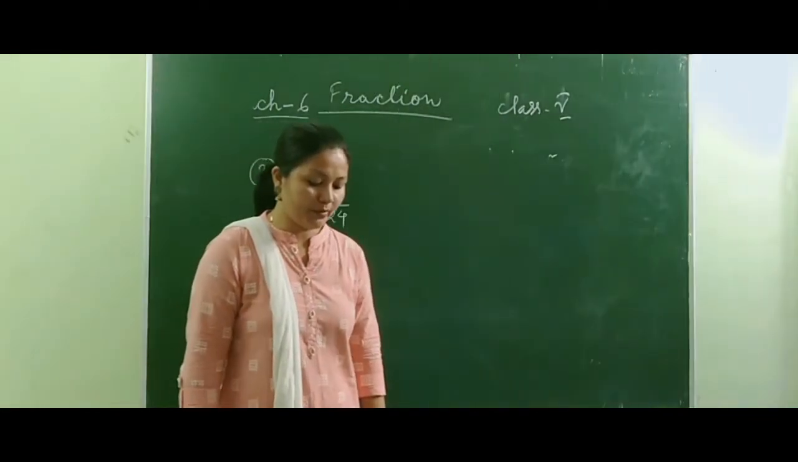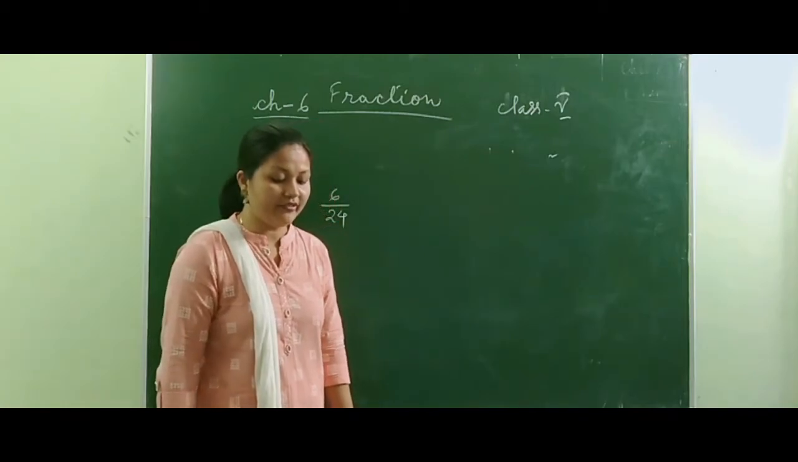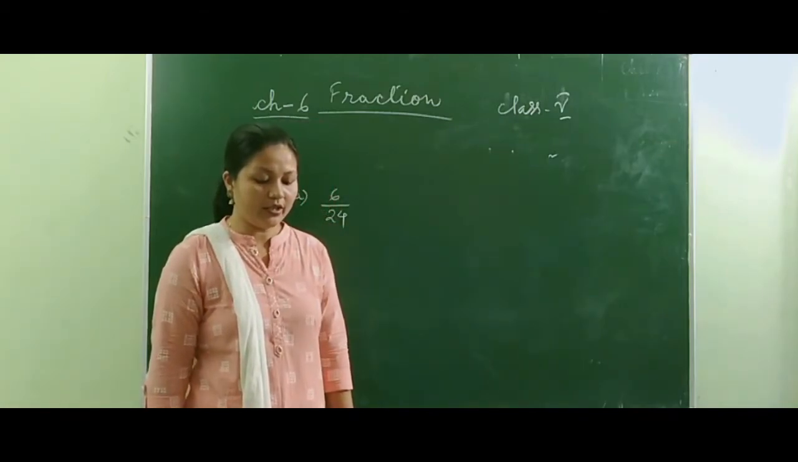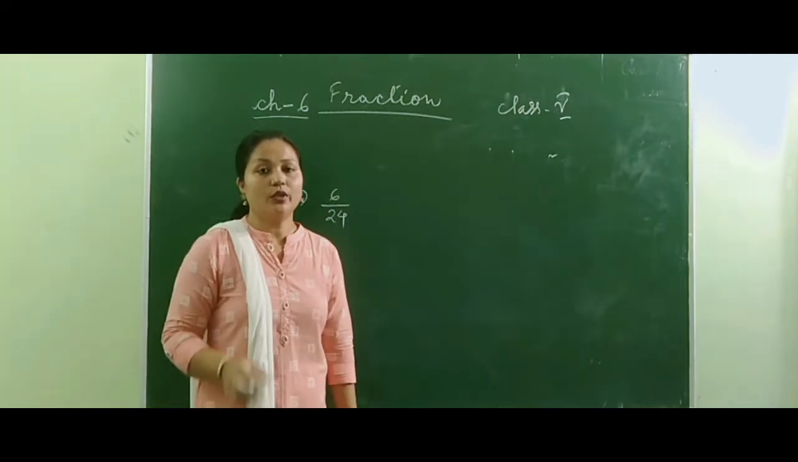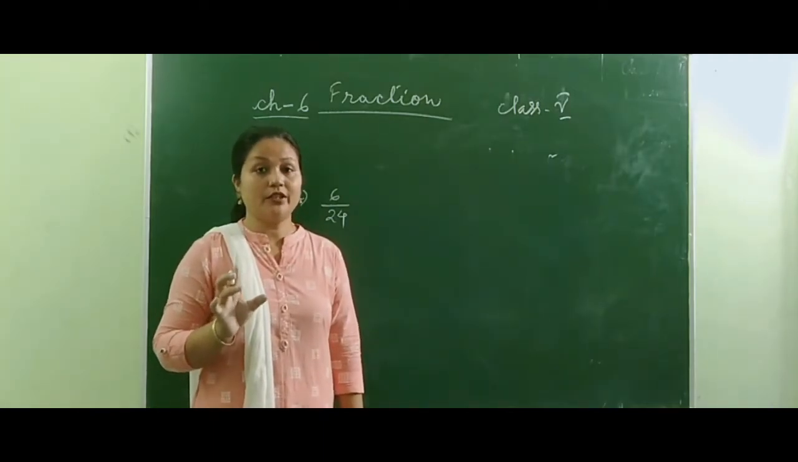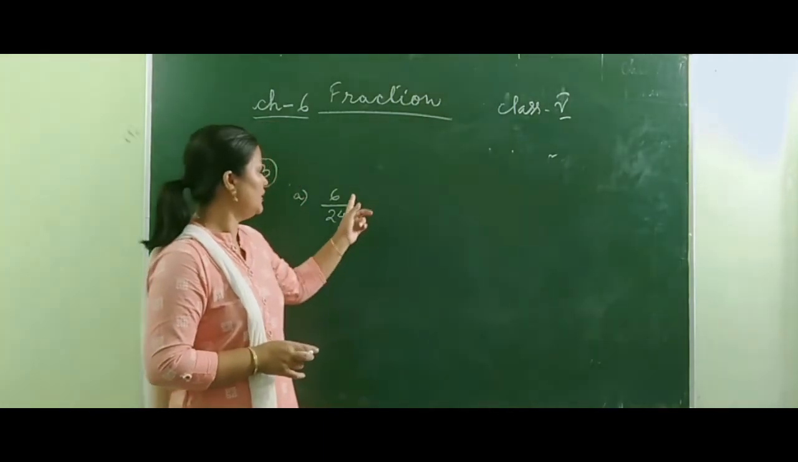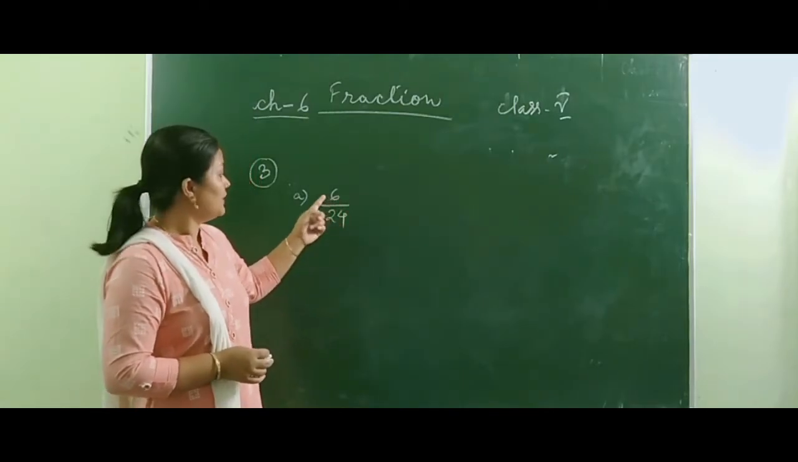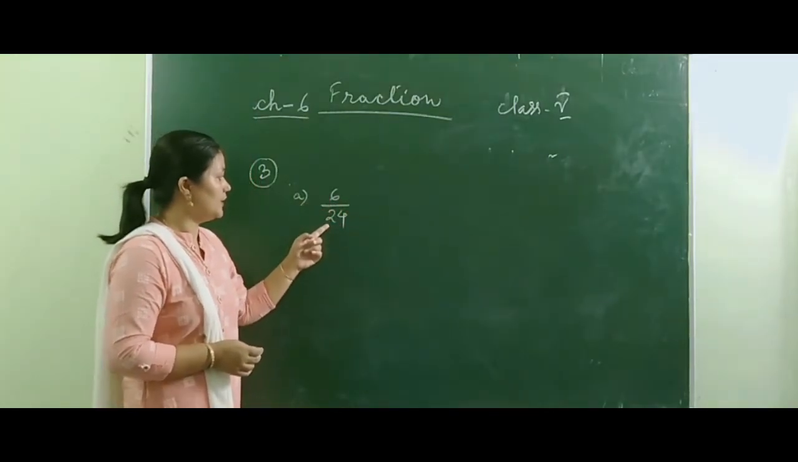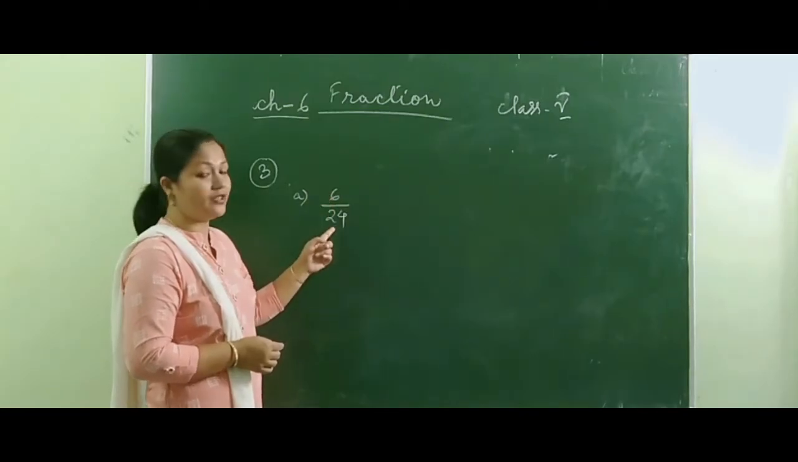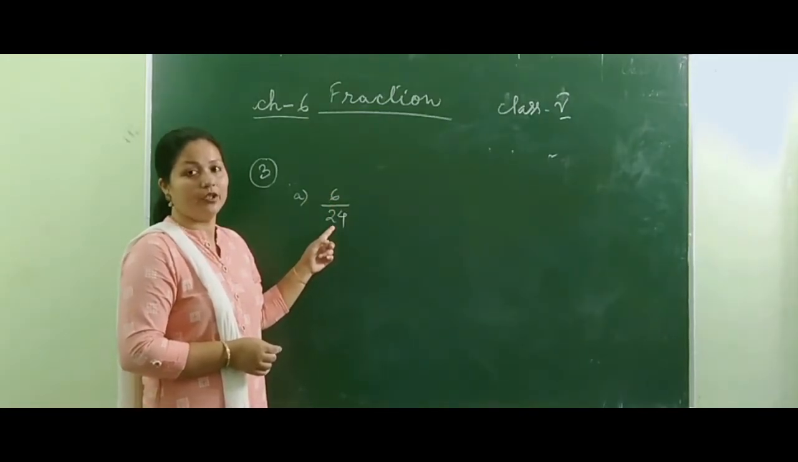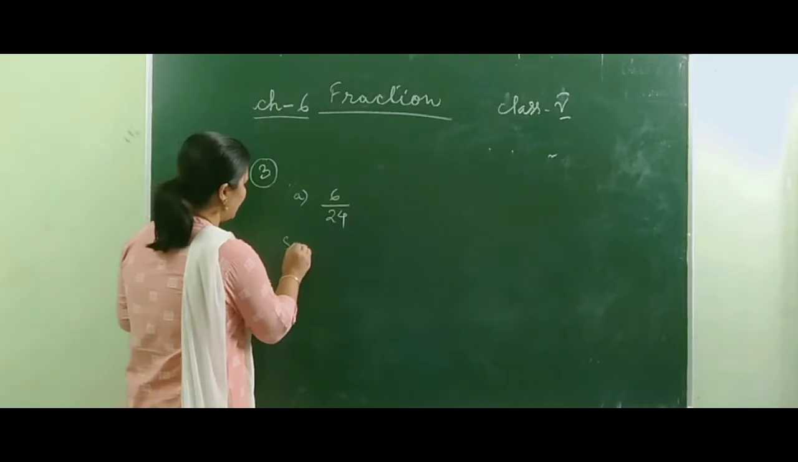Now we'll go to question number 3. So question number 3 is divide by a common factor to get an equivalent fraction. So you know the common factor means the number where we get both these numbers. Suppose we can take 6 as a common factor here, because 6 1 times 6 and 6 4 times 24. So we'll do it like this.